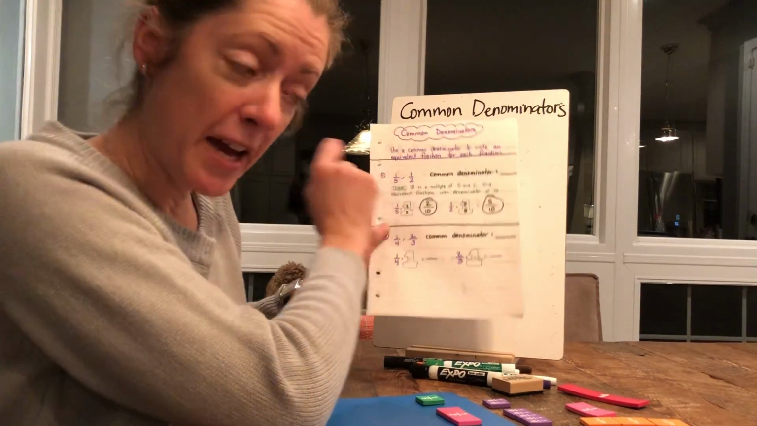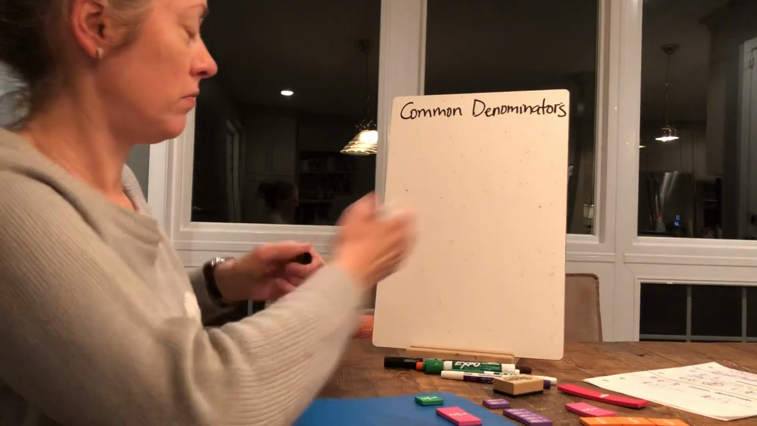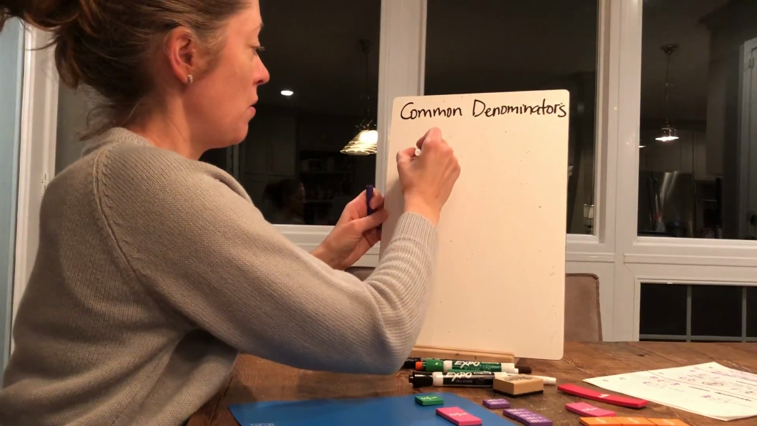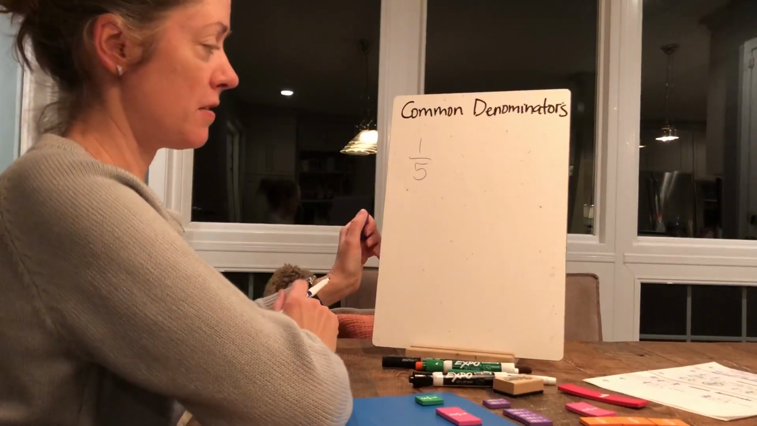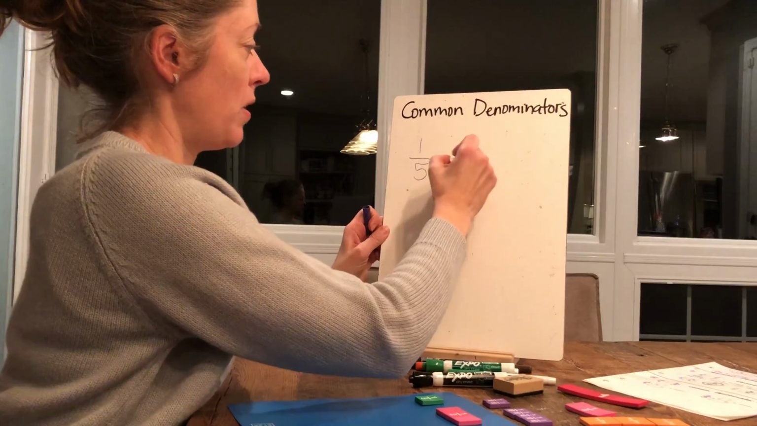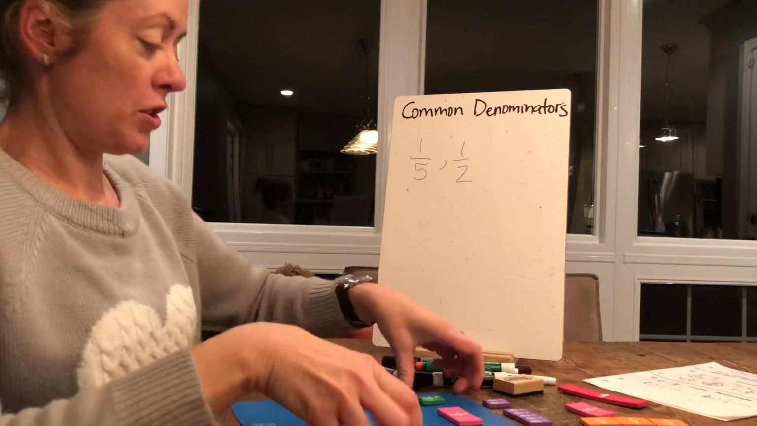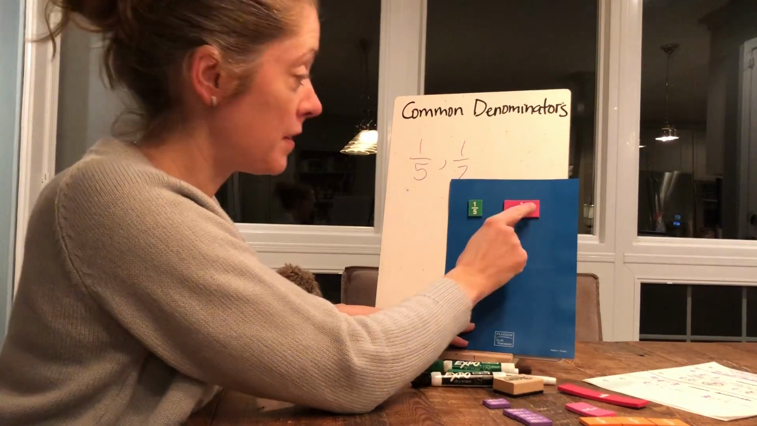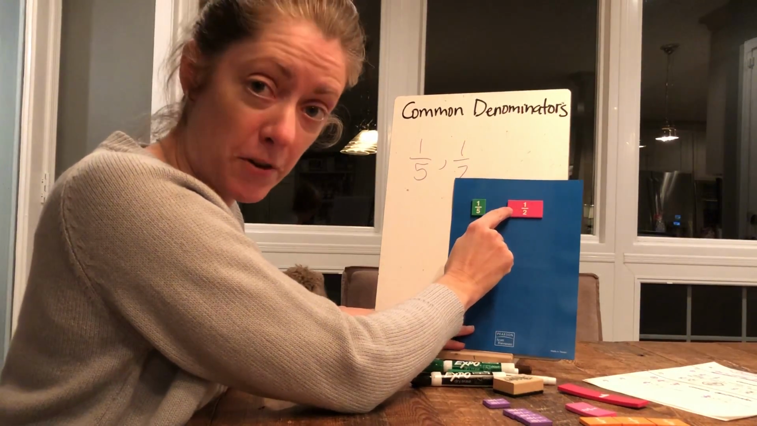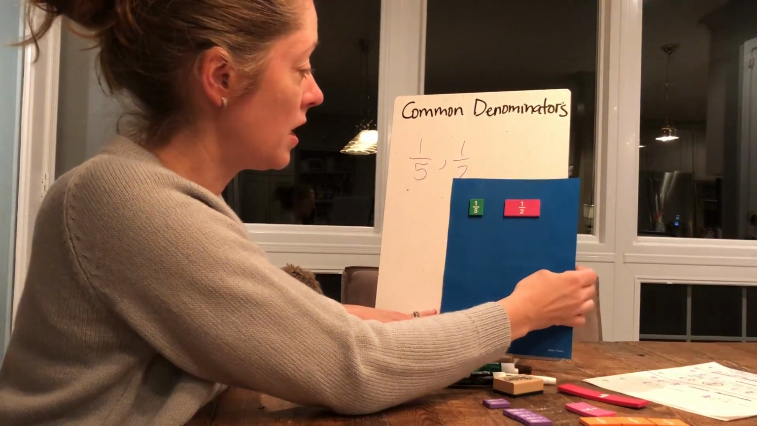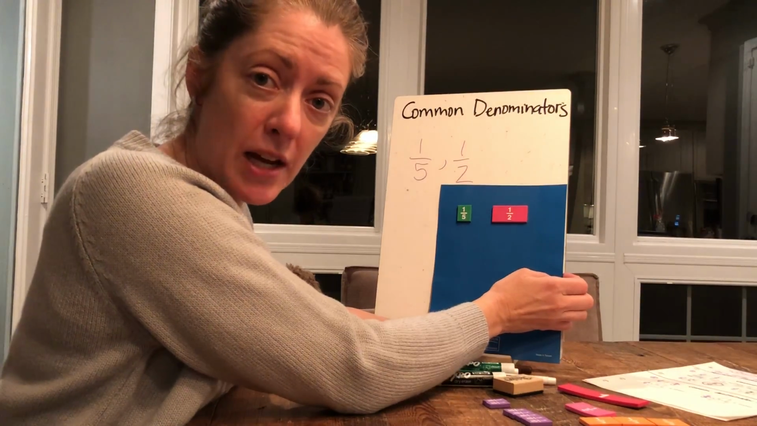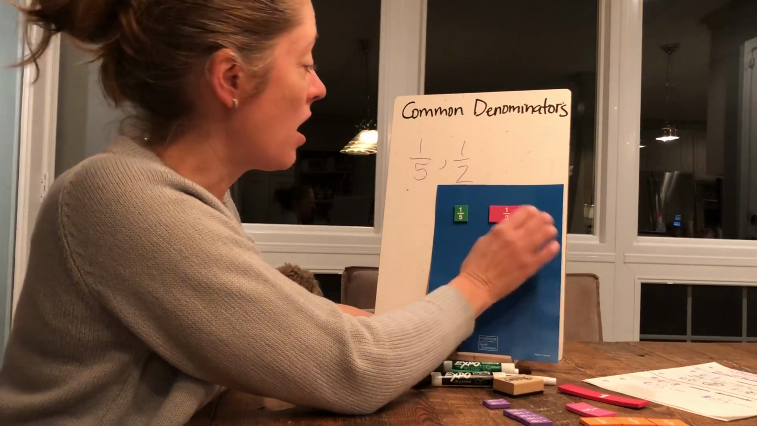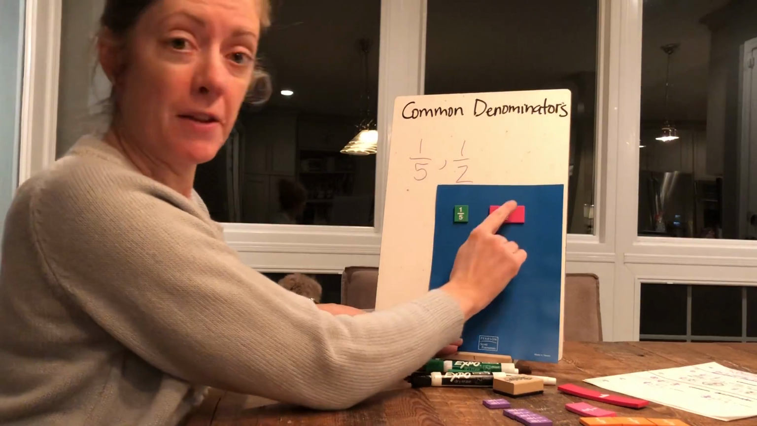1/5 and 1/2. Actually, I'll use purple like it is here. 1/5 and 1/2. Which is also, if you look at your fraction pieces, if you find 1/5 and you find 1/2, you put that in front of you now. If at any time you need to stop and pause while you're doing your work, please do so, okay? Anyway, here's my 1/5 and 1/2.